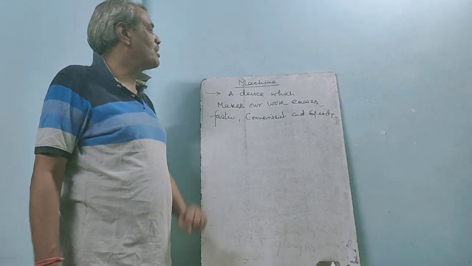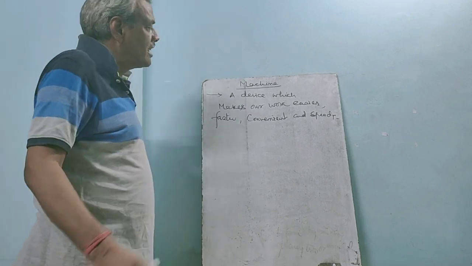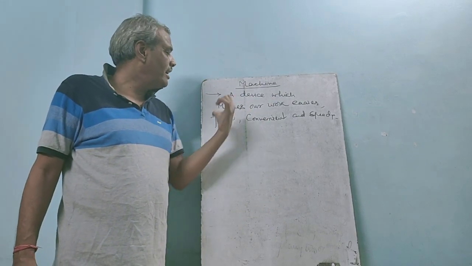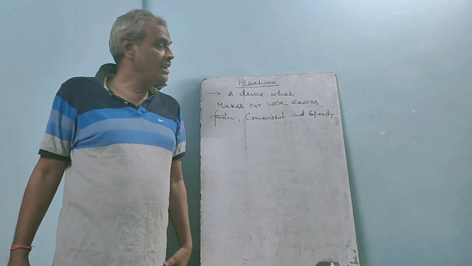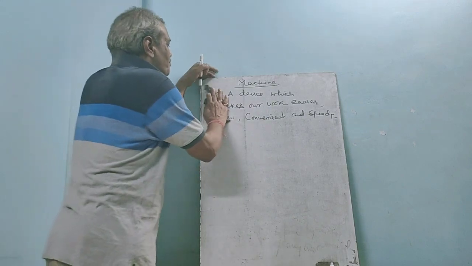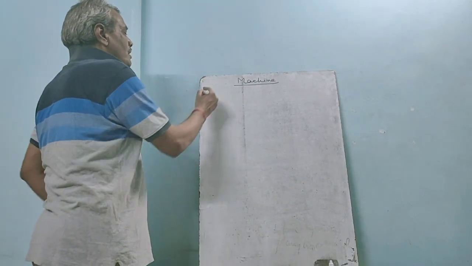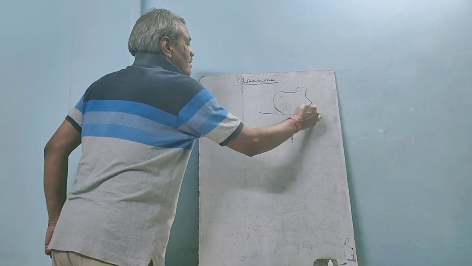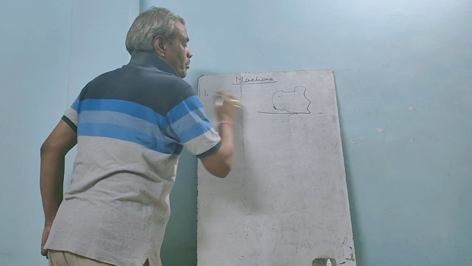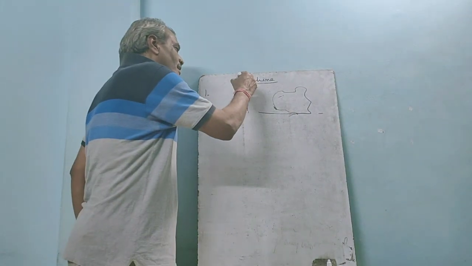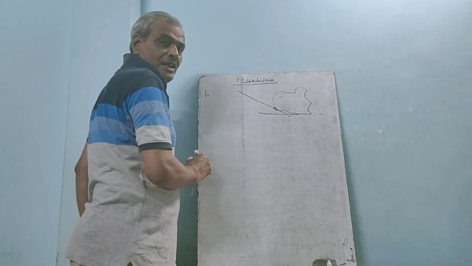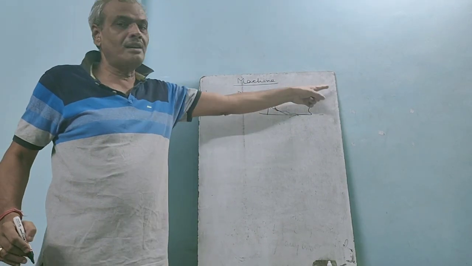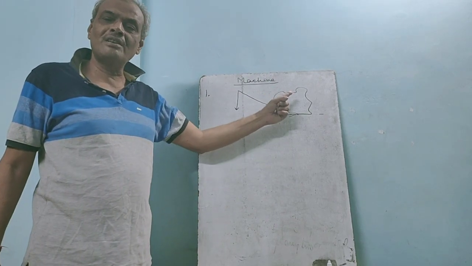So what is a machine? It is a device which makes our work easier, faster, convenient, and speedy. See how. Suppose you want to displace this heavy stone from here, then you need a long rod, fix it over here at a point with a support, you press it downward, then the stone will turn upward. Got it?